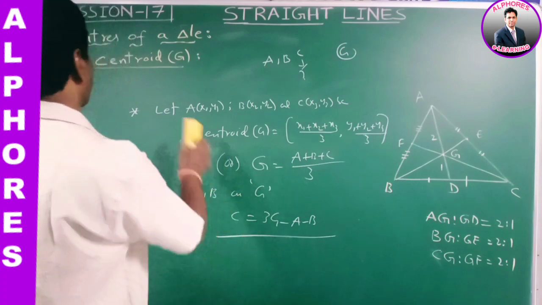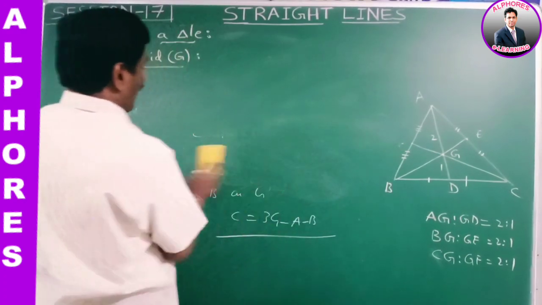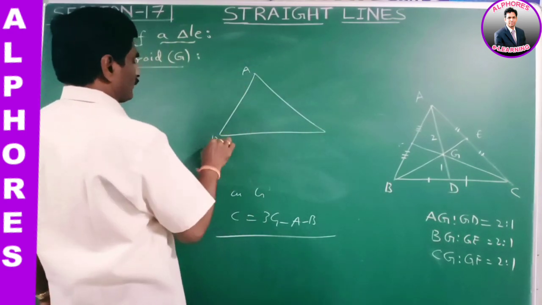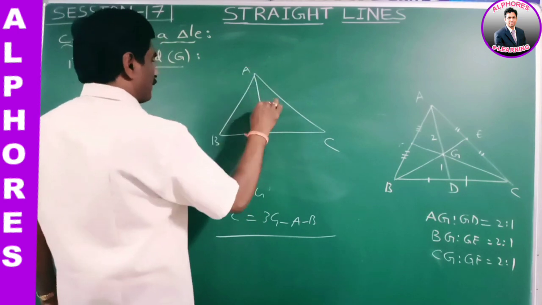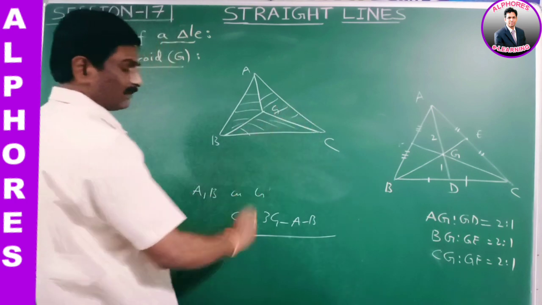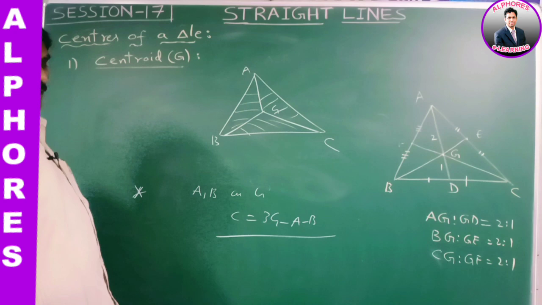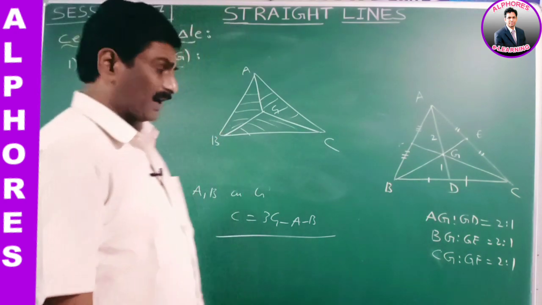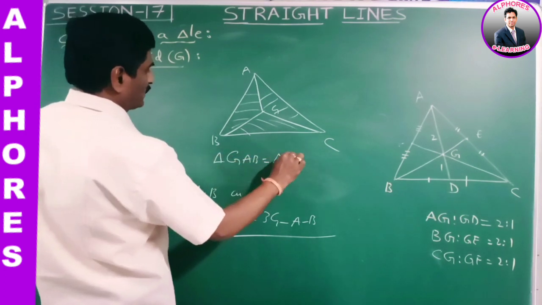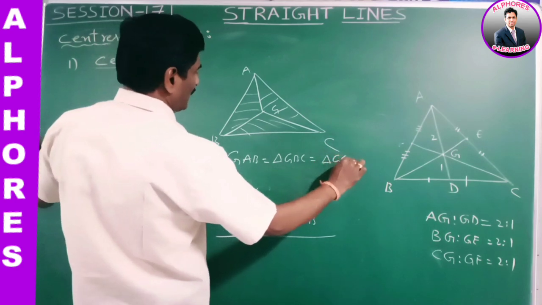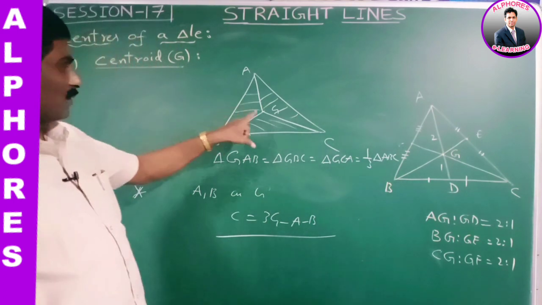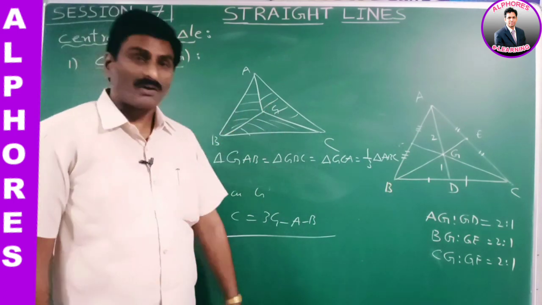Okay. Next, at the same time, the centroid divides the triangle into three equal parts. Please observe this. It is the triangle ABC. G is the centroid. By joining GA, GB, GC, three triangles are formed. The areas of these three triangles are equal. Please note that point. The centroid G divides the triangle into three equal areas. Triangle GAB is equal to triangle GBC is equal to triangle GCA is equal to 1/3 of triangle ABC.